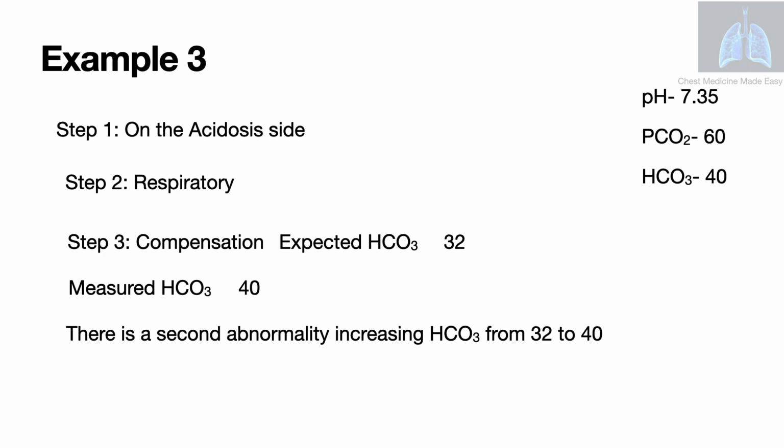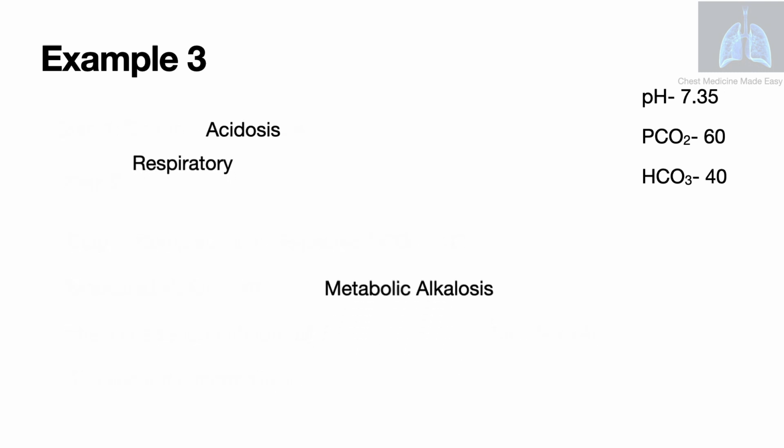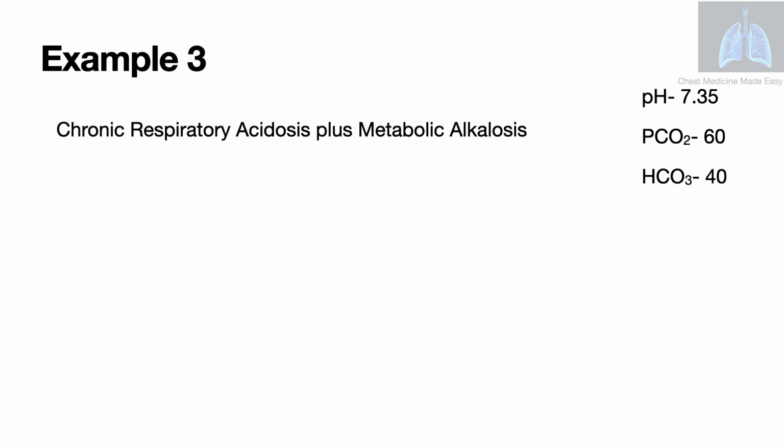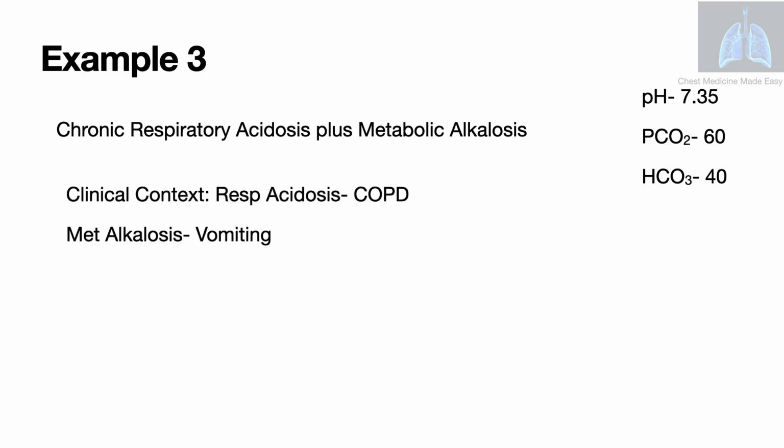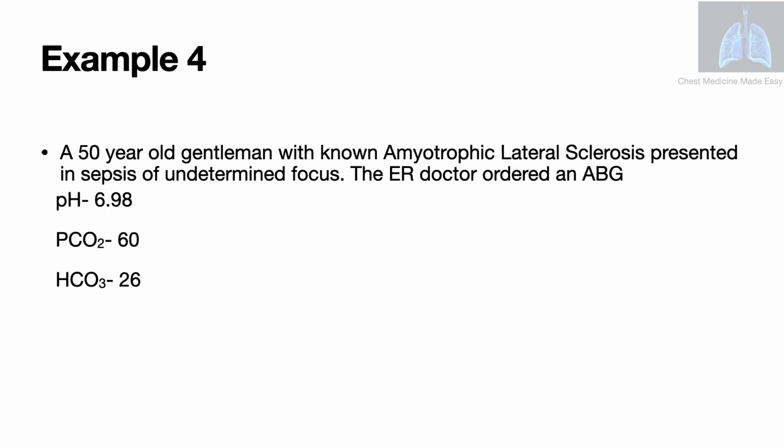An anomaly increasing the bicarbonate is known as, if you would recall from the first video, a metabolic alkalosis. So this patient has a chronic respiratory acidosis plus a metabolic alkalosis. In this clinical context, the respiratory acidosis is due to the COPD and the metabolic alkalosis is due to the vomiting. Let us look at another example.